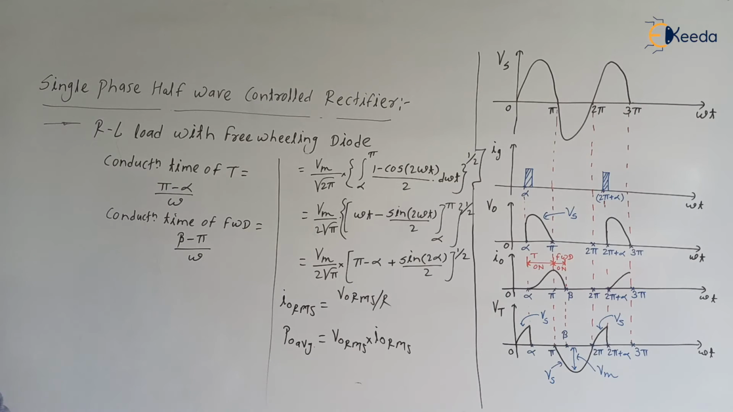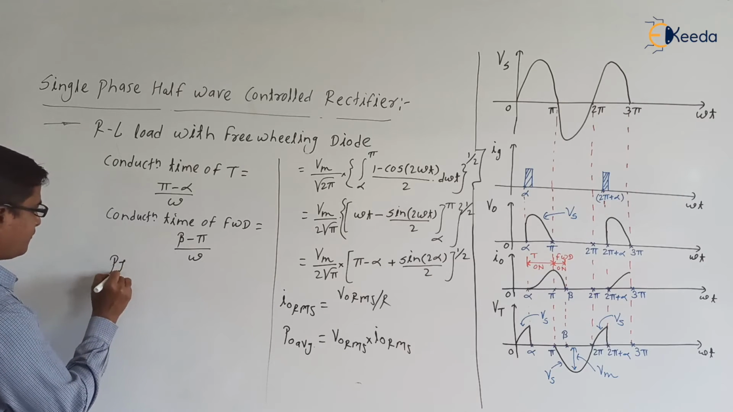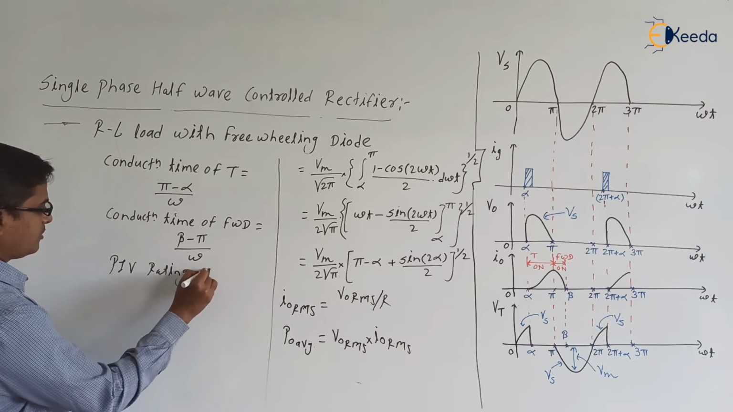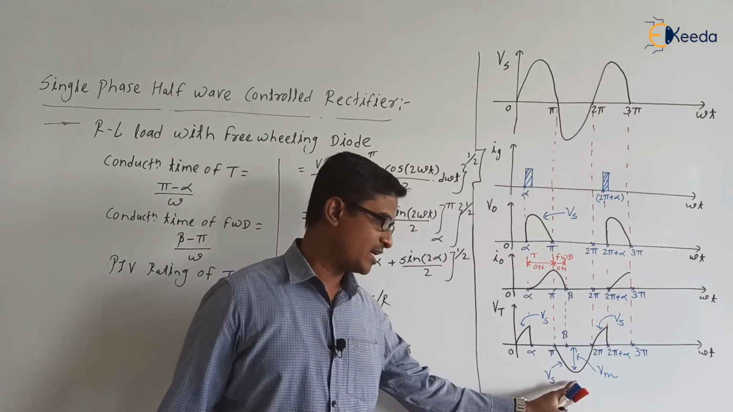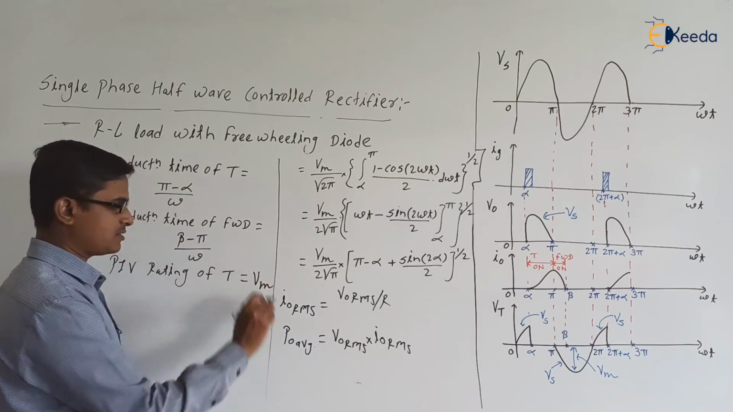Are you getting the point? Next, what is the PIV rating of thyristor T? The PIV rating, the maximum inverse voltage, is Vmax.